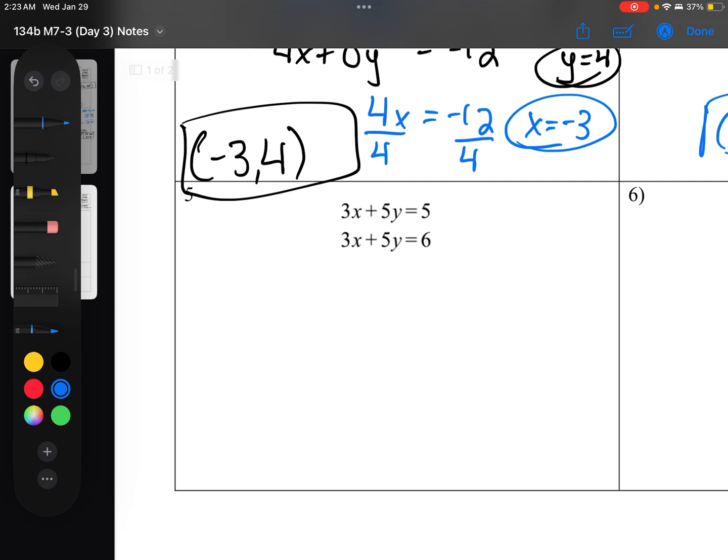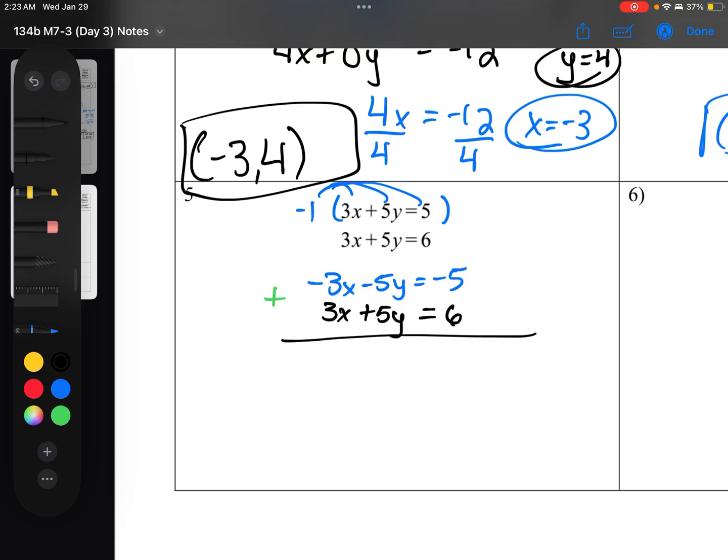This one, clearly, we get elimination going here. So I'm going to multiply the top by -1 to get it to be negatives. So the top now becomes -3x minus 5y equals -5. And you add that to the one on the bottom. Big addition problem here. Those are going to cancel out. Those are going to cancel out. So you're left with 0 equals -5 plus 6 is 1. That is a false statement. So therefore, you know it is no solutions.